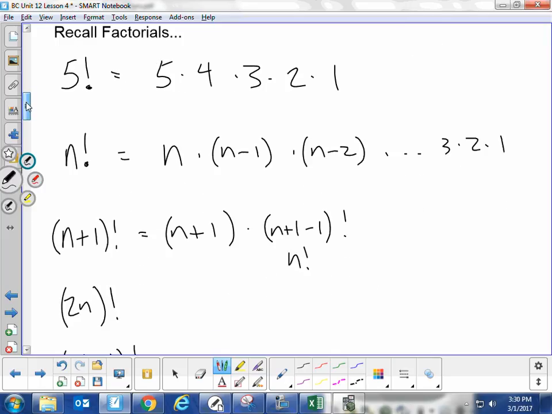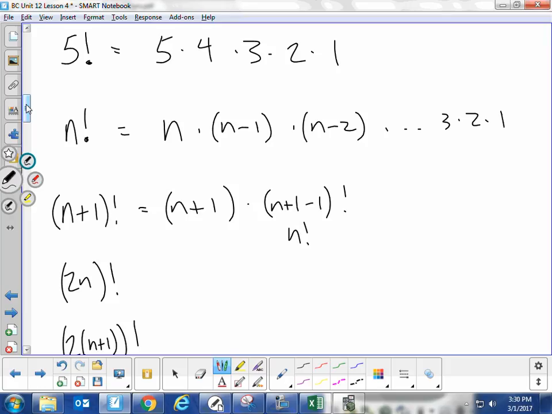Okay? If I have (2n) factorial, how can we write that? Well, it's kind of like you see it. 2n would be my first term, and then 2n minus 1 would be my next term. We would continue to go down until eventually we'd get to n factorial, and we'd have that kind of disappear on us.